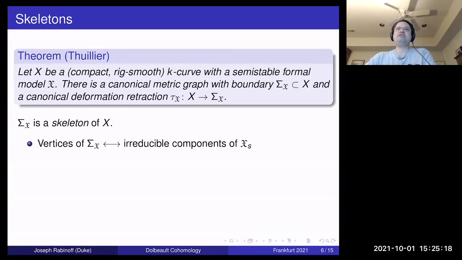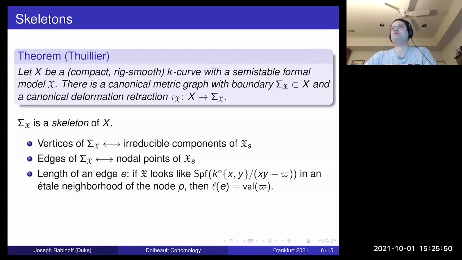So the way this works is the vertices of the skeleton correspond to the irreducible components of the special fiber. In fact, more explicitly, there's a unique point of X that reduces under the reduction map to the generic point of any given irreducible component, and that is the actual vertex, if you consider sigma X as being embedded inside of X. The edges correspond to nodal points, and the length of an edge corresponds to the local structure of that node. What it means to be a node is that in an étale neighborhood of the node, X looks like a formal annulus: the formal spectrum of K circle, join XY, mod XY minus varpi. And the length of the edge is just the valuation of varpi.